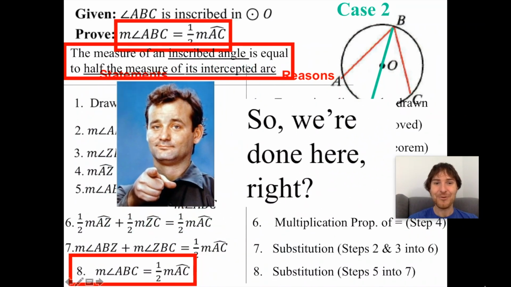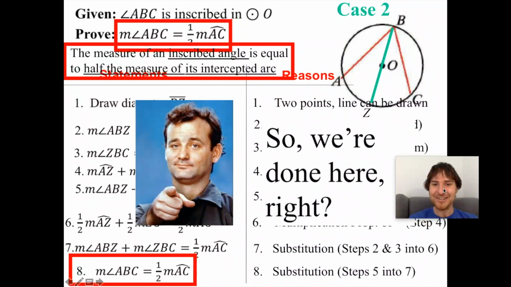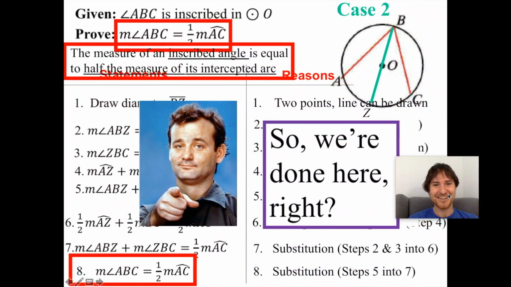Did we do it? Did we prove it for all cases? We're done here, right? What do you guys think? So we're done here? Well, we've proven it for this case, where we have the diameter here. Angle ABZ is 1/2 the measure of its intercepted arc, arc AC, 1/2 arc AZ.